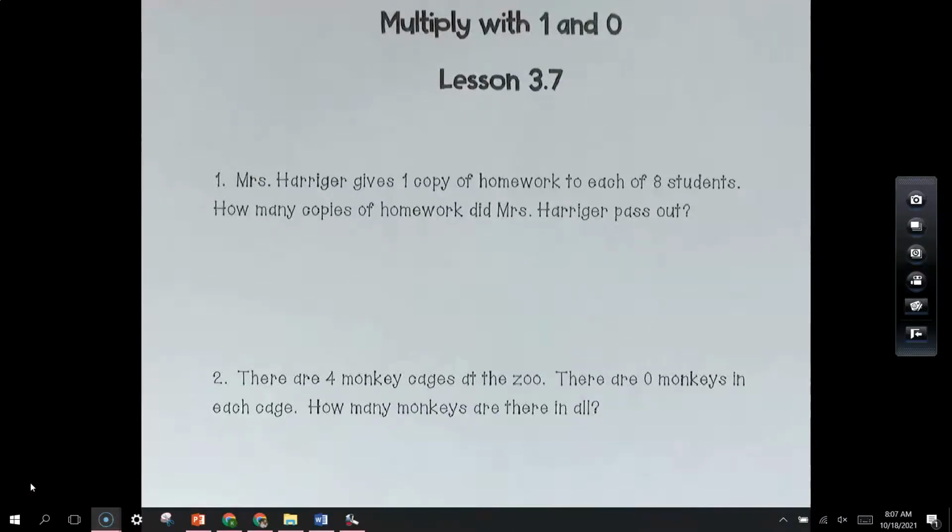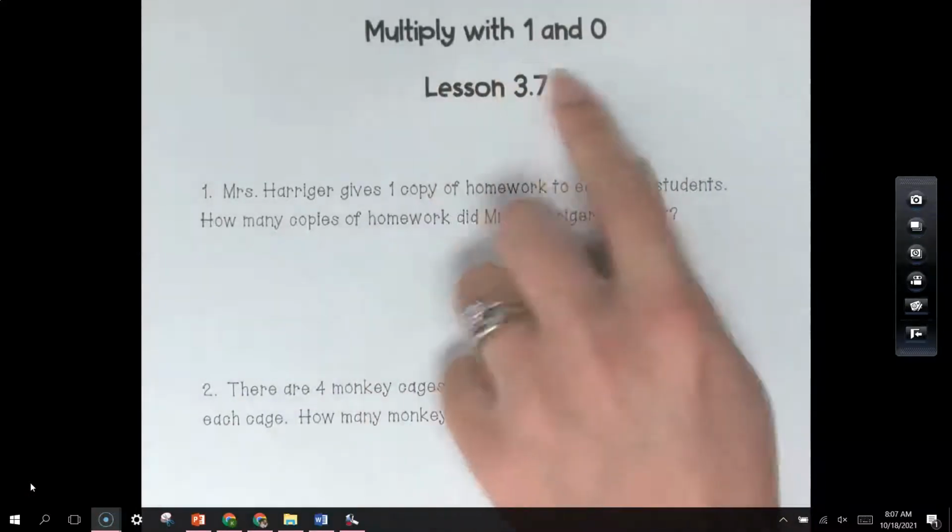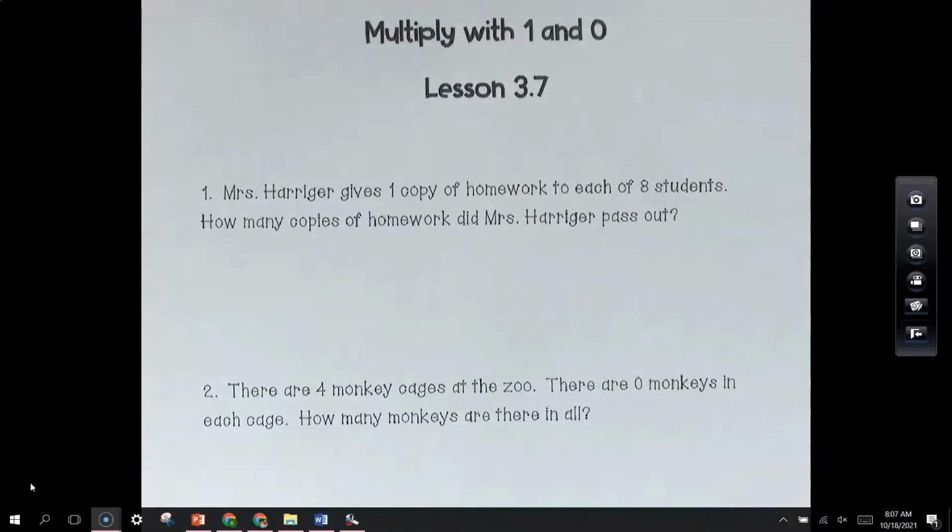Hey kiddos, if you could get out your paper that says multiply with 1 and 0, we're going to go ahead and get started with our story problems. Alright, here we go kiddos.